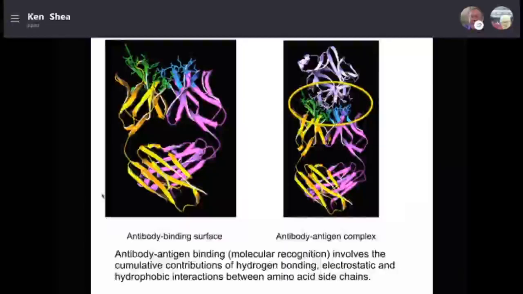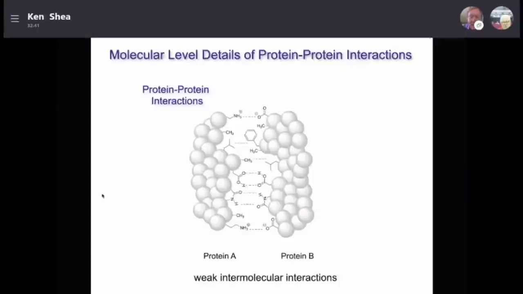The highlighted area that I've shown with a yellow are individual amino acid side chains interacting between the two biologicals, the antibody and the antigen complex. Okay? So this is how molecular recognition takes place at the molecular level between an antibody and its antigen. It involves weak intermolecular interactions for protein-protein interaction.